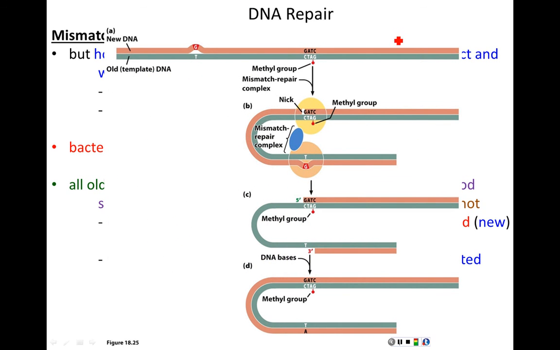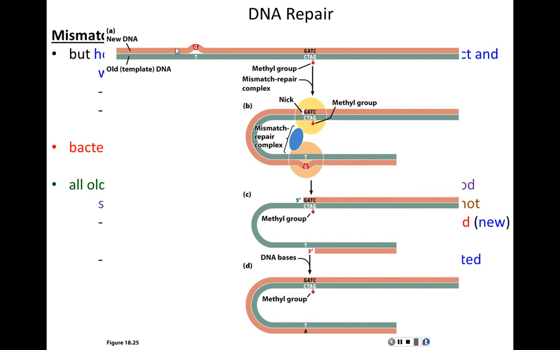So here is the figure of the whole process, showing the methylation as well. The green strand is our old strand. So it is methylated right here. This is what this red dot represents. Our new strand is our brown strand on top. We have a mismatch. So we have a distortion in the DNA backbone, which will be recognized by the DNA repair machinery.